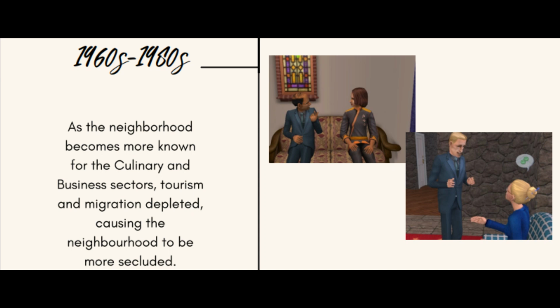So without migration or tourism, Veronaville becomes a lot more isolated compared to the other neighborhoods in the sim world, essentially. And while this is happening, Veronaville is also being known for the culinary and the business sectors. Obviously, at this point, the culinary sector is tied to the Monty family, specifically Patrizio and Isabella, and probably their affiliates as well, while the business sector is pretty much associated with the Capps, especially Consort and Contessa Cap, as well as their affiliates. So the town's completely separated at this point.